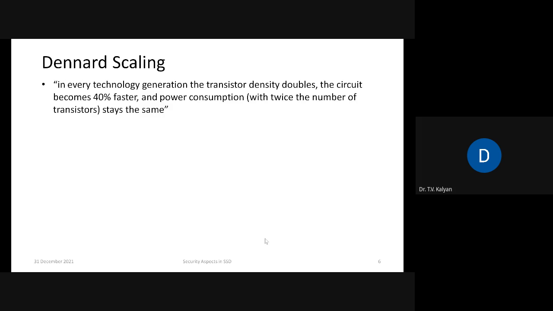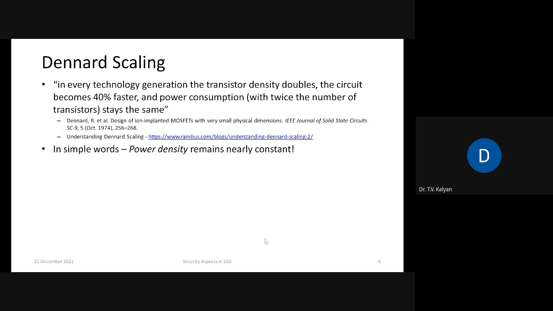And he also made an important statement that the power consumption of this scaled chip will more or less remain the same. What it basically means is the power burnt by the chip before and after will be the same. And if we bring the physical area into the picture, we call that power density. So this was Dennard scaling.